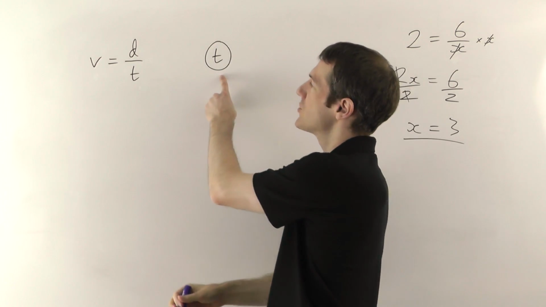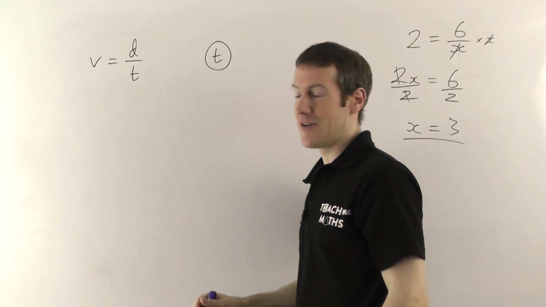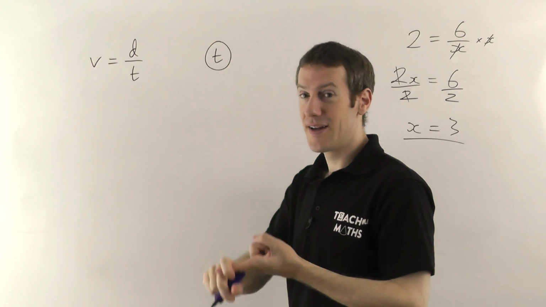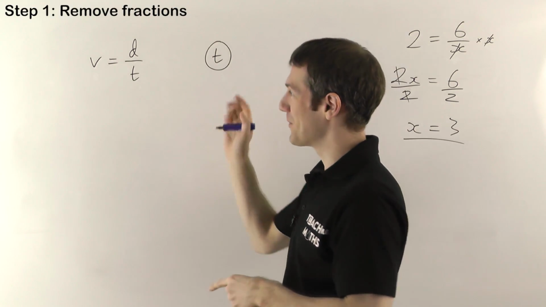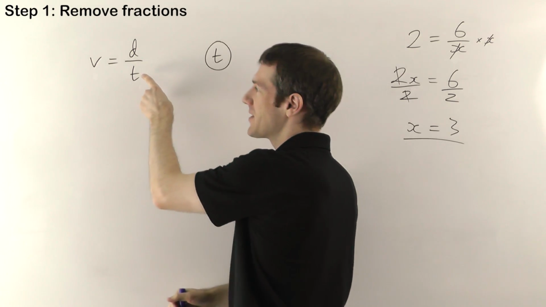And remember, I always put it in the top right in a circle to remind myself that's the letter I want to get by itself, because there's going to be a lot of letters moving around in general. Alright, so step 1 is get rid of fractions. So here's a fraction. The way we get rid of fractions is you multiply by the thing on the bottom.